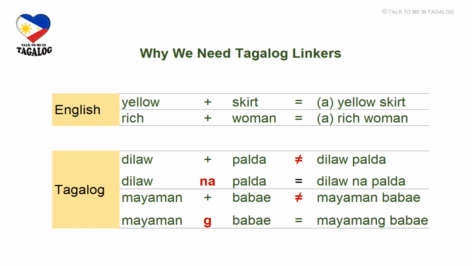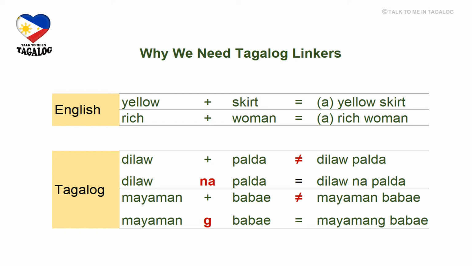To make it more natural, we should add the word na in between. Dilaw na palda. Dilaw is modifying the word palda. Another example is rich plus woman, which means a rich woman in English. In Tagalog, mayaman is rich, babae is woman, and even if we put them together, they remain two separate words, mayaman, babae. To form a Tagalog phrase which means rich woman, we should add NG after the word mayaman to make it mayamang babae, or rich woman.